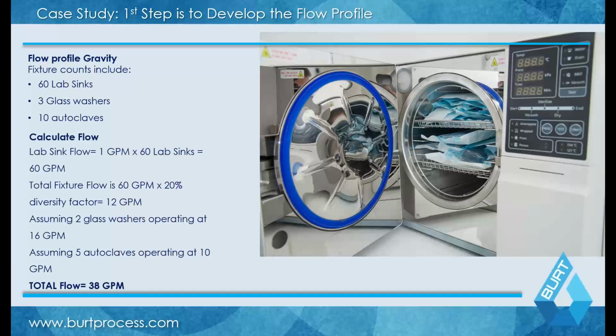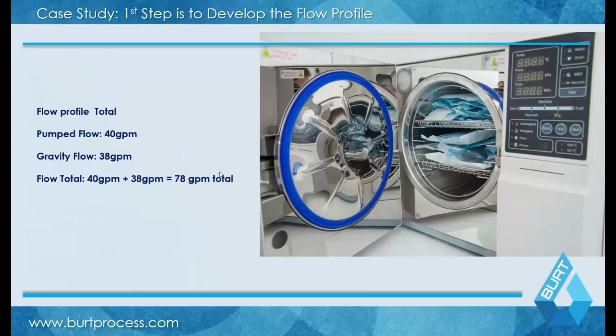Looking at the flow by gravity profile, you'd have 1 GPM times 60 lab sinks is 60, times 20% diversity is 12 GPM. Again, for the glass washers assume some diversity factor of 2, and a half for autoclaves. You have a total flow rate of 38 GPM. You then combine these, 40 GPM and 38 GPM, and you see you have a 78 GPM total flow rate coming out of your system.